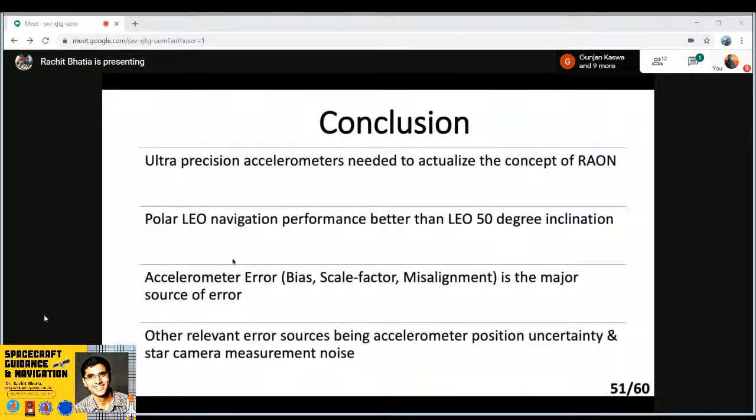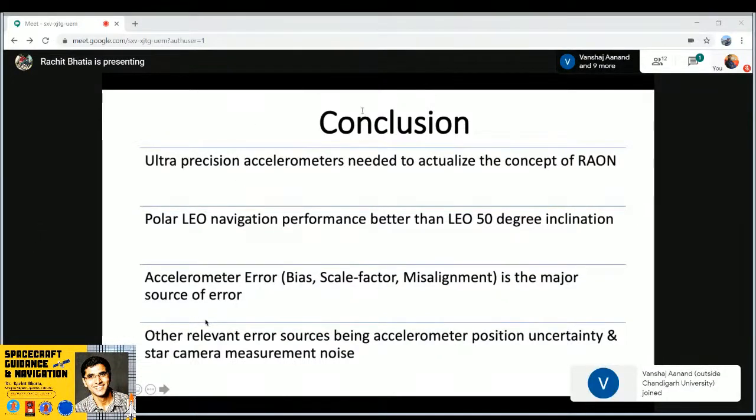I'll conclude here. I'll present the conclusion of the work. We have seen that we need ultra precision accelerometers to actually make this possible. I've not presented it here, but when I redo these results for polar orbit, the results are better than for a 50-degree inclination. So just changing the inclination also improves the result. The accelerometer error is the major source of error for many of the scenarios we have seen, and other relevant error sources were accelerometer position uncertainty and star camera measurement noise.